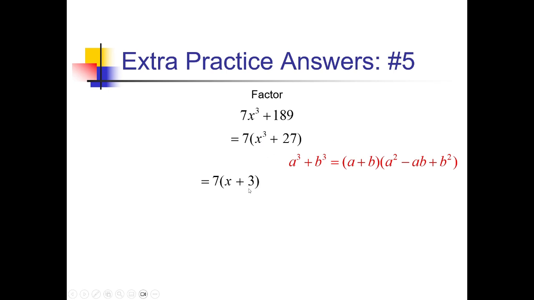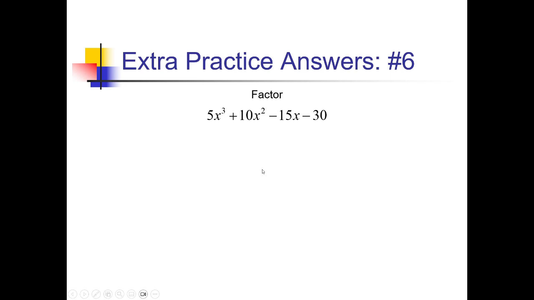which is 3. And next, a squared really means x squared on this one, and ab that I'm subtracting means 3 times x, so minus 3x. And then finally, b squared, that's going to be 3 squared, so 9. And that's as good as it's going to get.